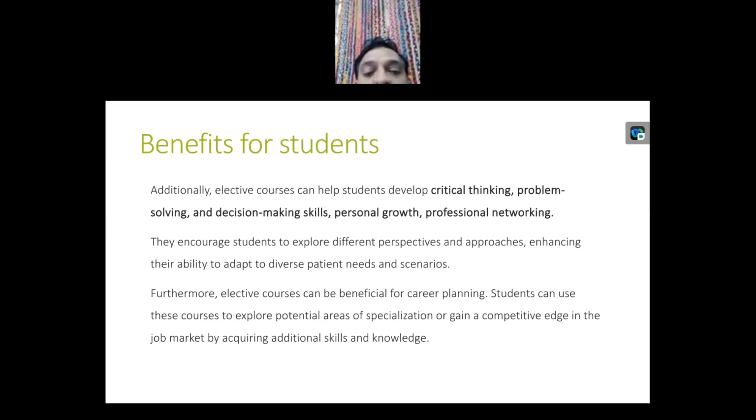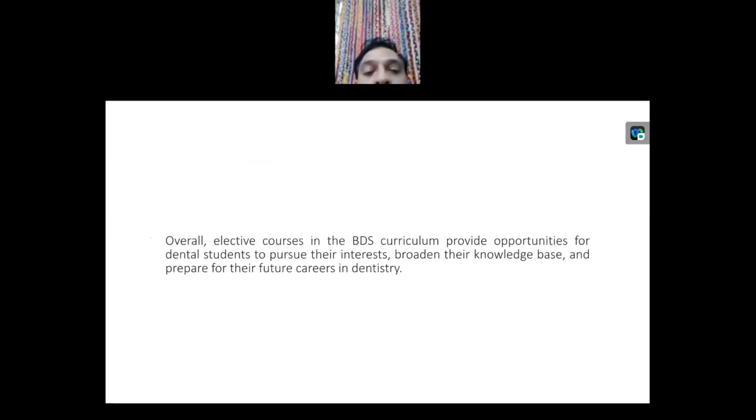They encourage students to explore different perspectives and approaches, enhancing their ability to adapt to diverse patient needs and scenarios. Furthermore, these elective courses can be beneficial for career planning. Students can use these courses to explore potential areas of specialization or gain a competitive edge in the job market by acquiring additional skills and knowledge. So overall, the elective courses in the BDS curriculum provide opportunities for dental students to pursue their interest, broaden their knowledge, and prepare for their future careers in dentistry.